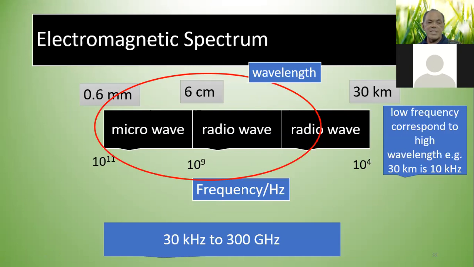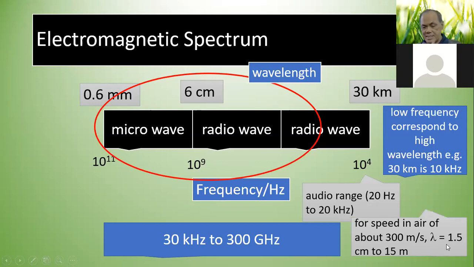We are more interested in radio communication, 30 kilohertz to 300 gigahertz. Audio range, right? Sound is 20 hertz to 20 kilohertz. It's different from the spectrum, but just to give you a rough idea, that is the frequency we are involved in, and that's the high frequency that we use for radio wave. And if we use the speed of sound, then the wavelength for sound is about 1.5 cm to about 15 meters, depending on the frequency that we use.